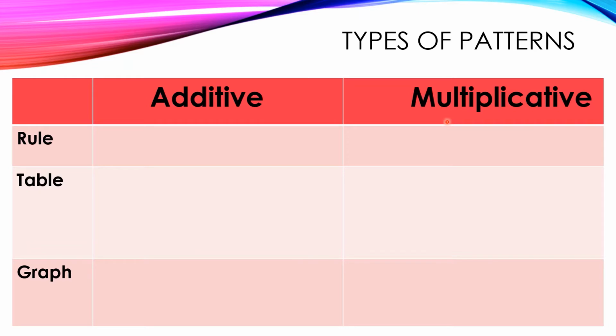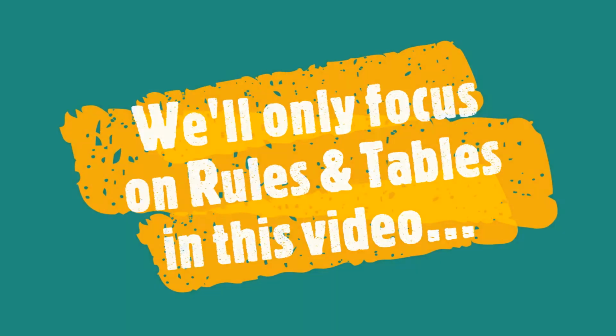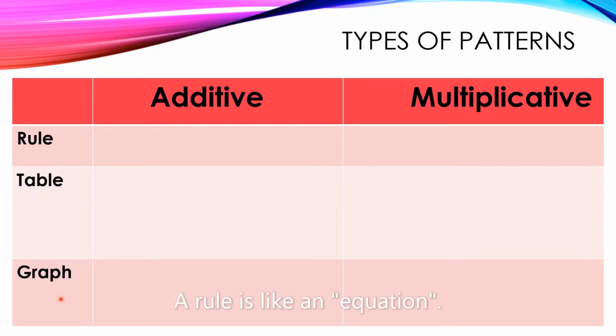Even though these words seem long and complicated, the root words that you may have recognized are add in additive and multiply in multiplicative. So we can determine an additive or multiplicative pattern by looking at these three things. We can look at the rule, table, or graph. So let's go ahead and start with rules.